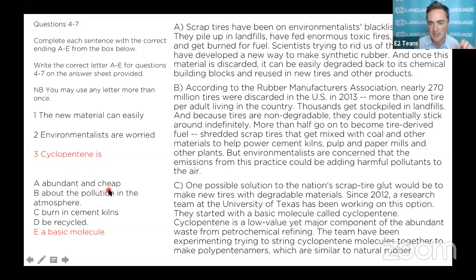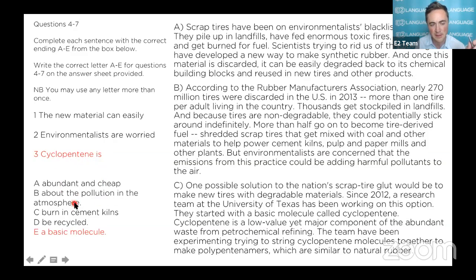Cyclopentene is abundant and cheap. Okay. So we know that this one is going to be in this paragraph here because there's the identical keyword. It says cyclopentene is a low value yet major component of the abundant waste from petrochemical refining. So it does have the word abundant here. It says nothing about cheap. And it's saying that cyclopentene is a major component of the abundant waste. So the waste is abundant. It could also be abundant, but nothing about cheap. So we're going to move on.